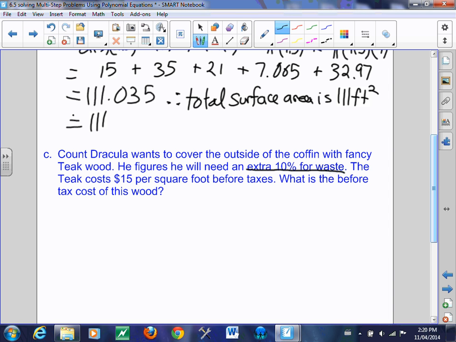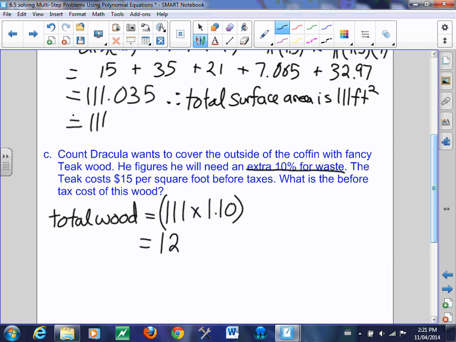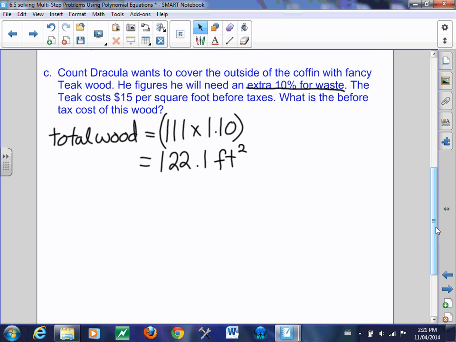Well, first of all, we need to figure out the total lumber, or total wood. So total wood is going to equal 111 times, we have to take a look at the extra cost, so that's going to be 1 times 1.10, because you're going to have 10% extra. Okay, so plug that in your calculator, and I think you should get 122.1 feet squared. Okay, so that's the total wood, so I'll put that down as feet squared. Even though, ladies and gentlemen, it's decimal, we don't worry about that because that's not our final answer.